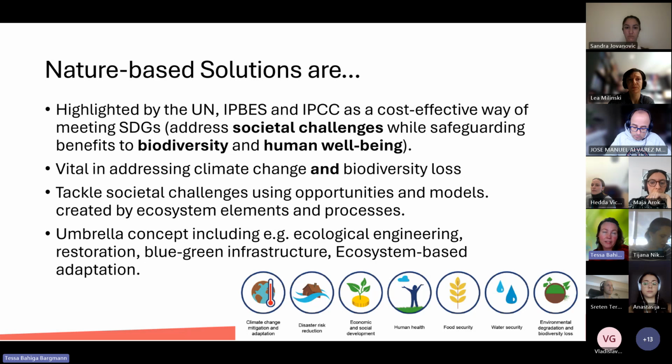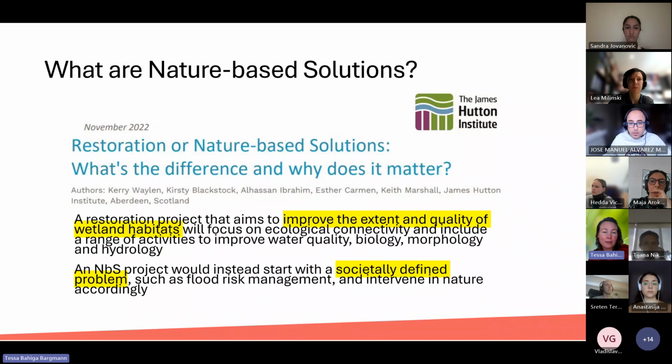Of course, another central part of them is that they look at these societal challenges by using ecosystem elements and the natural processes that are a part of ecosystems. And actually, they are often sort of a branding for terms that we have already been familiar with, for example, ecological engineering, restoration, blue green infrastructure, or ecosystem adaptation. And then a lot of the time, the question arises: what's the difference between, for example, restoration and a nature-based solution?